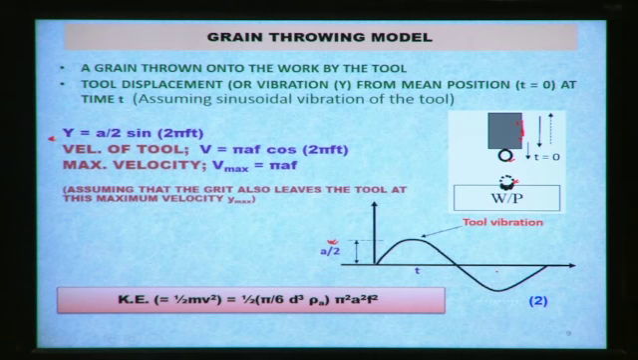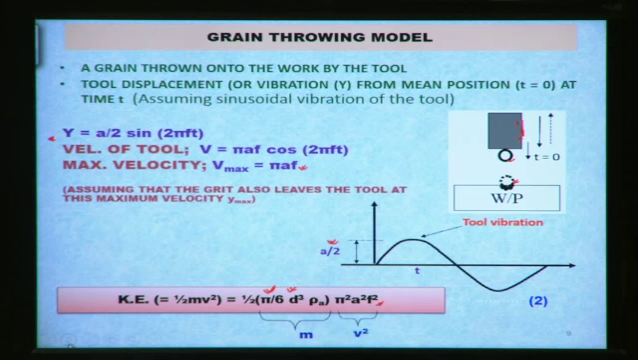Now what is the kinetic energy the abrasive particle gains when it is hit by the tool? We know that the kinetic energy is half mv squared. Here m is the mass of the abrasive particle, which can be calculated as π/6 d³ ρa, where d is the diameter of the abrasive particle and ρa is its density. We have already calculated v, and putting it in, it will be π²a²f². This is the kinetic energy of the abrasive particle after being hit by the tool.